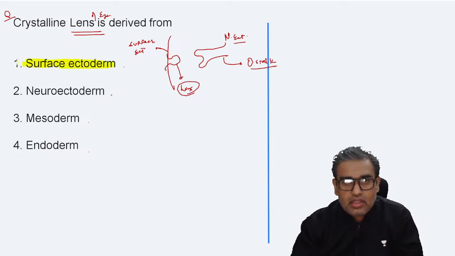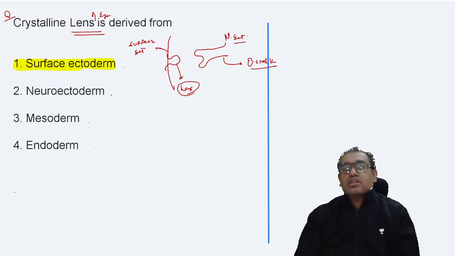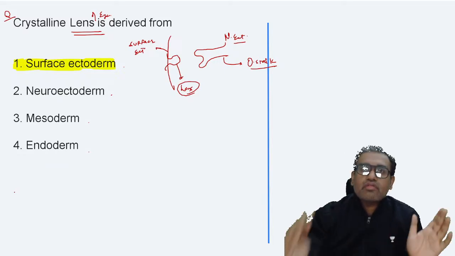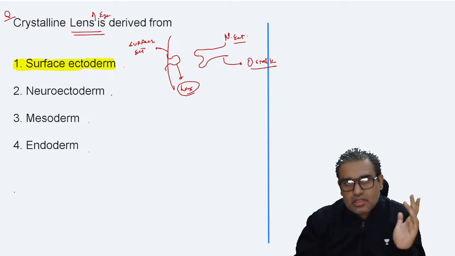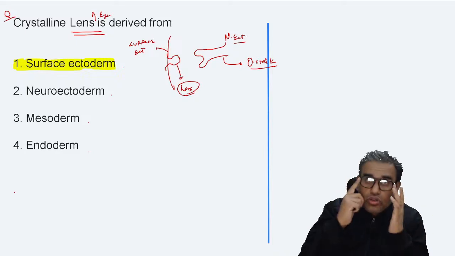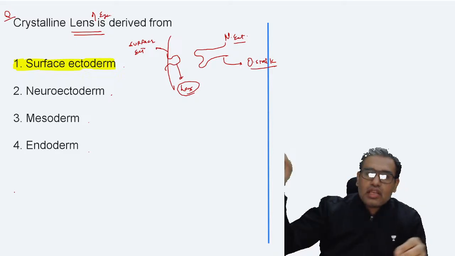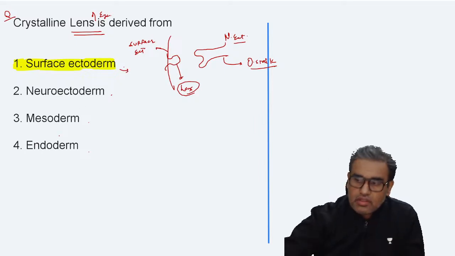And mind you, if you read ophthalmology, you will read in the textbooks that the lens is one of the rare structures in the body which keeps on growing throughout the life. Zindagi bhar ye badhta rehta hai. Therefore, we have cataract and other issues. Lens is one such structure in the whole body, not just the eye, which keeps on growing throughout the entire lifespan of an individual. So surface ectoderm will be in the next slide.